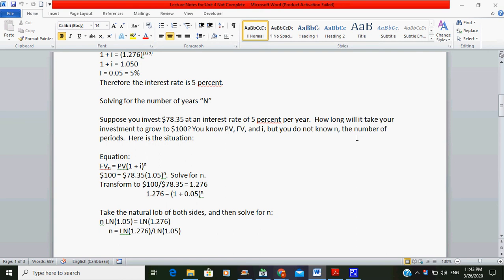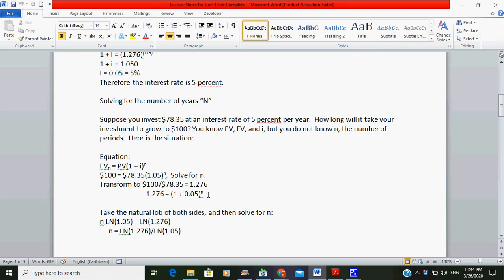Here's the situation. Write the equation as usual: future value equals present value times (1 plus I) raised to n. Future value is 100, present value is $78.35, and then you have 1.05, because 1 plus 0.05 gives you 1.05, raised to n. Currently, this in brackets is multiplied by 78.35, so you isolate it by dividing both sides by 78.35. You get 1.276 equals 1.05 raised to n.